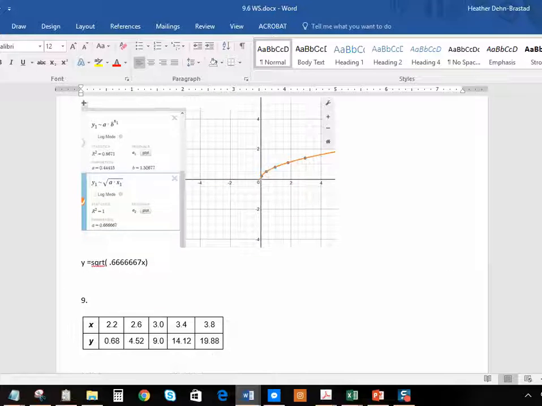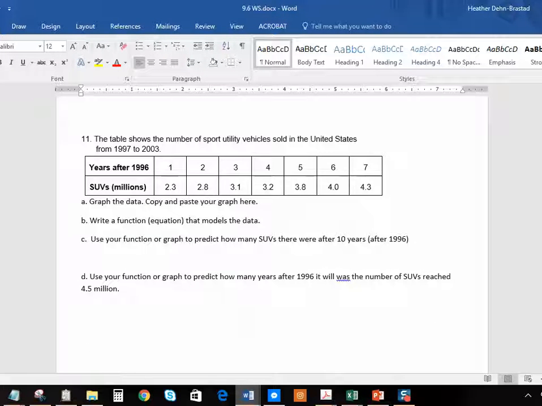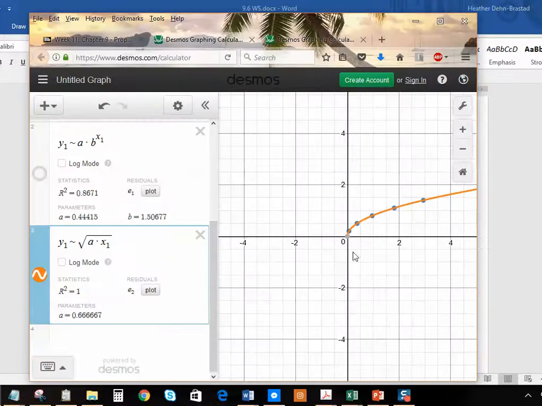When you get down to the real world problems, it's really the same thing. You're going to graph the data, put your graph here. Then write the equation that models the data. You might have to try a couple different things like I just did. And then you're going to use your function or graph to predict something. So if you're looking at a graph and you need to make a prediction, like in this problem here, if I wanted to predict what would be the y value when x was 4, you can click right here and you'll get a value. So at x equals 4, y is equal to 1.6333.